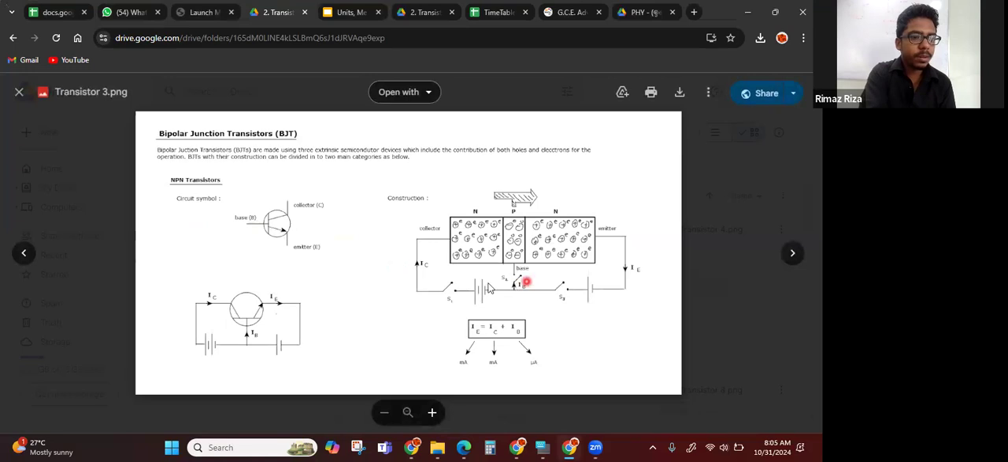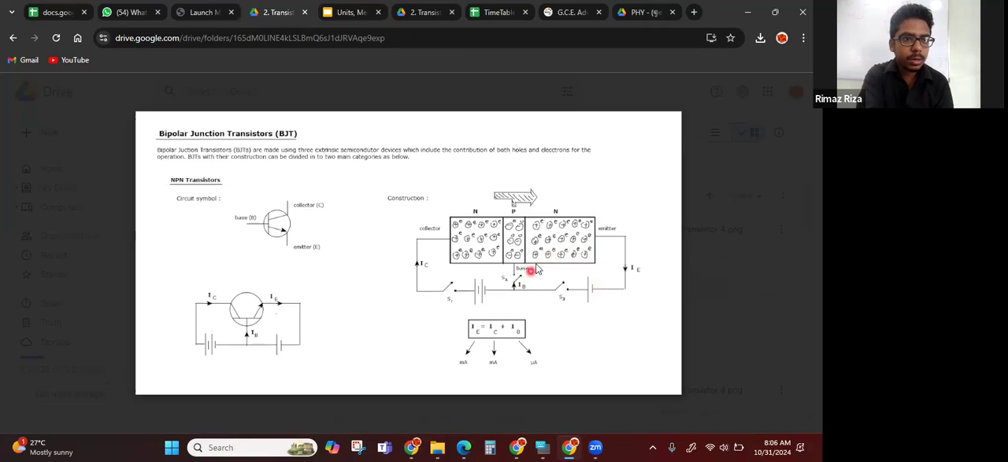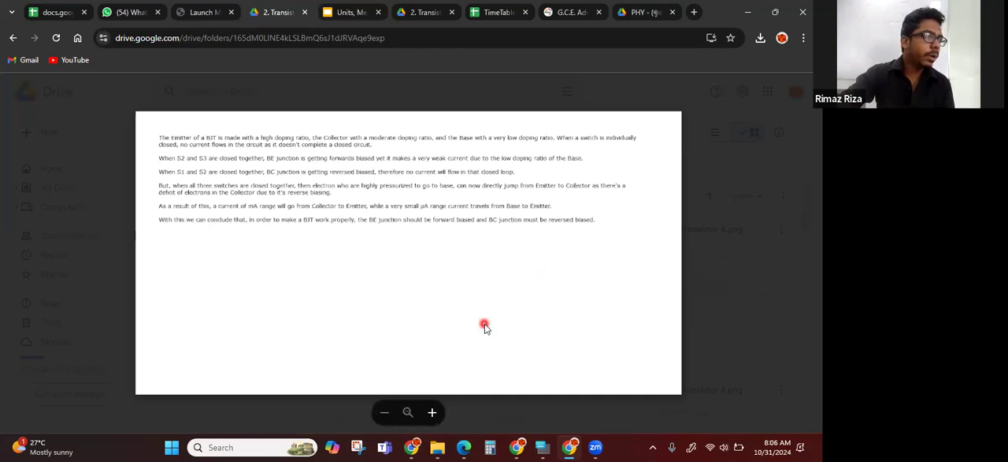Now, if you consider the NPN transistor, here also the BE junction is forward biased, and the BC junction is reverse biased. So you can note down these 3 points.